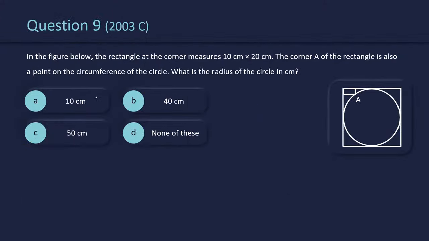Okay, next question. In the figure below, so this is not below, this is at the side. The rectangle at the corner measures 10 centimeter into 20. So this one is 10 and this one is 20. So let me make this figure a bit bigger, so that it's more visible to you guys, and 10 and 20 will make more sense.